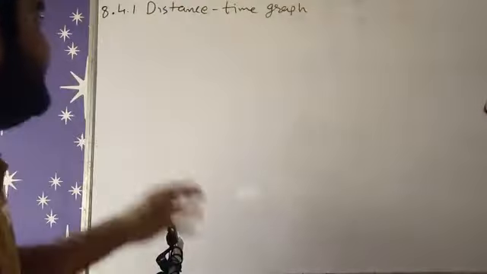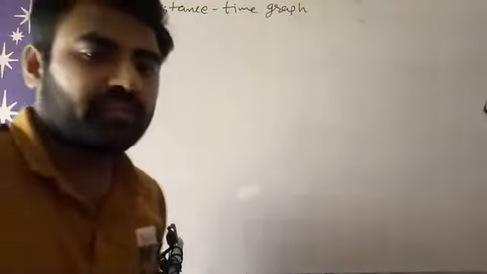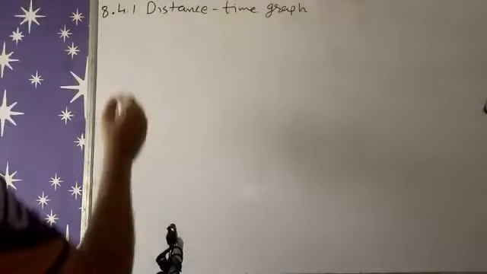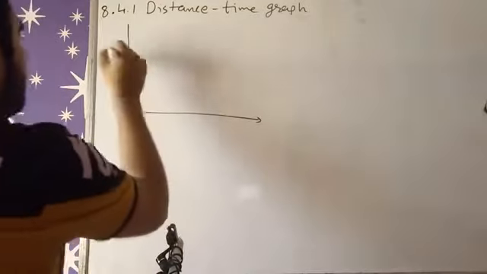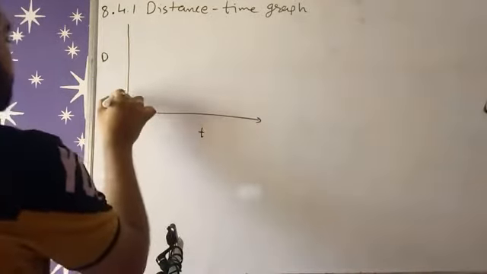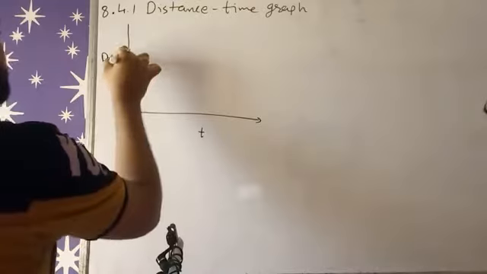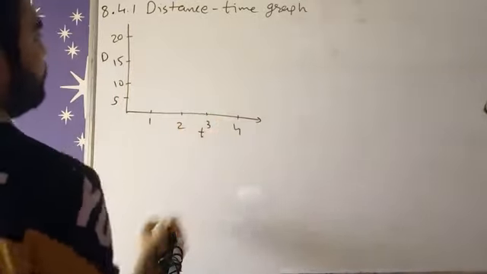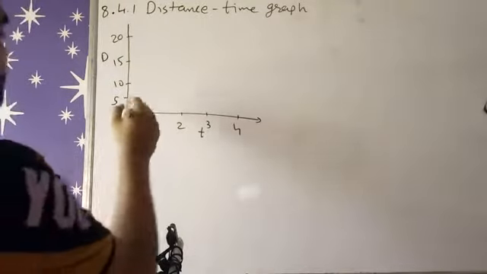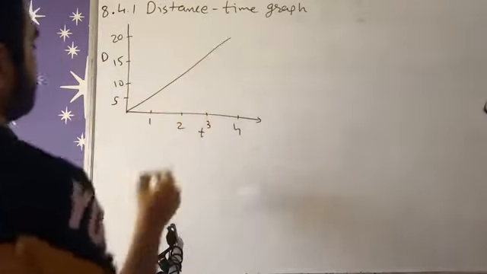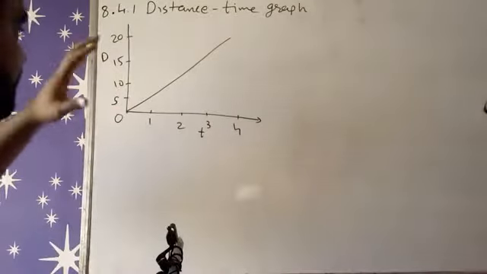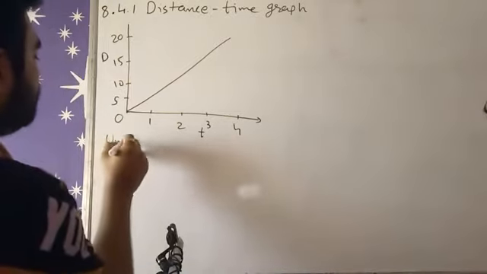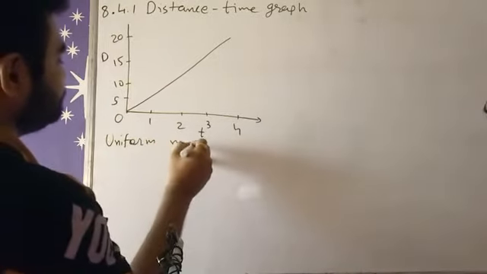Now our topic is distance versus time graph. By this distance versus time graph, we have to derive velocity. First of all, if we are having this graph, this is 5, 10, 15, 20, and in seconds 1, 2, 3, 4. So if our distance time graph is a straight line which starts from 0, that means this object is moving uniformly. So it is called uniform motion.